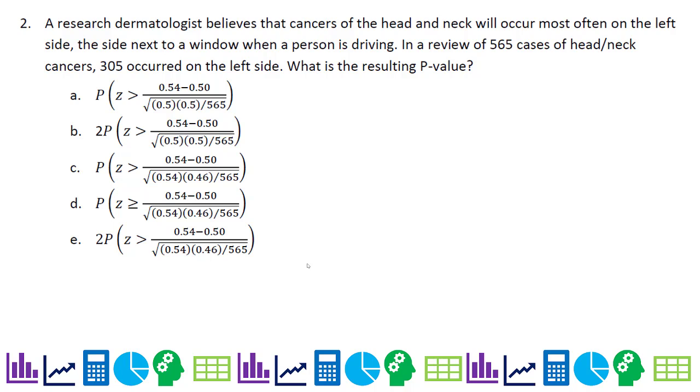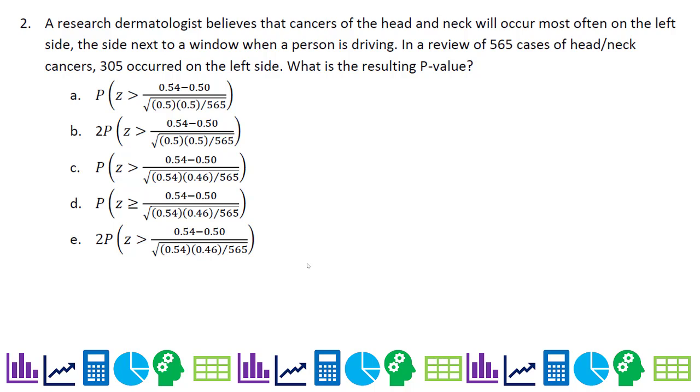Number two, a research dermatologist believes that cancers of the head and neck will occur most often on the left side, the side next to a window when a person is driving. In a review of 565 cases of head and neck cancers, 305 occurred on the left side. What is the resulting p-value?